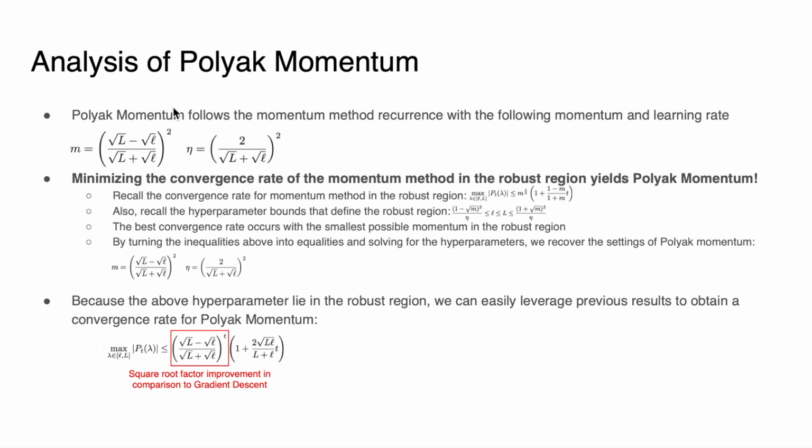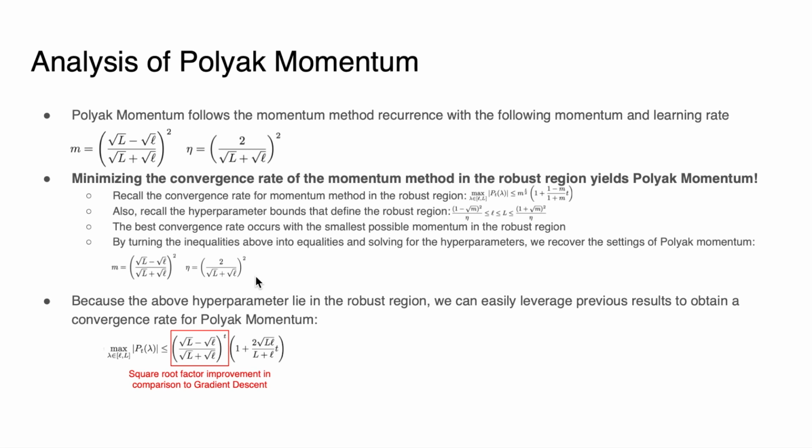Namely, the settings of the hyperparameters within Polyak momentum correspond to minimizing the convergence rate of gradient descent with momentum within the robust region. And we can show this by invoking the convergence rate we derived for gradient descent with momentum within the robust region a few slides ago, as well as our maximum and minimum values of little l and big L, thus yielding the optimal settings for our hyperparameters, which correspond to the edge of our robust region.